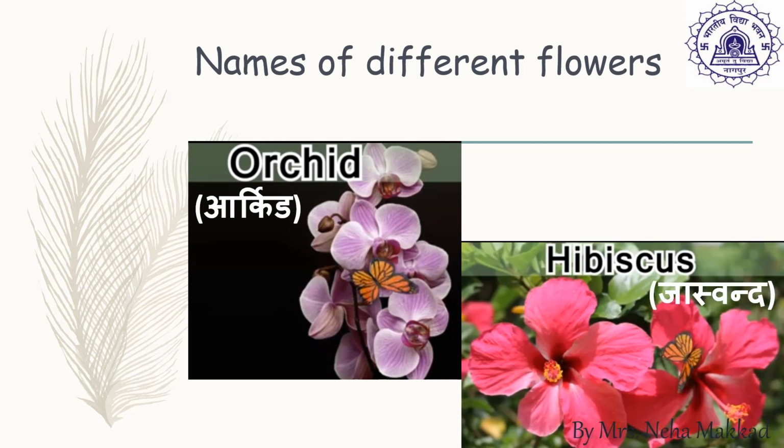The next flower that we are going to study is hibiscus. Its Hindi name is jasmine. Now children, it is generally of pink or red color. It is also used for making garlands for God. And as you can see, there is a yellow portion in the middle that comes out of the flower.